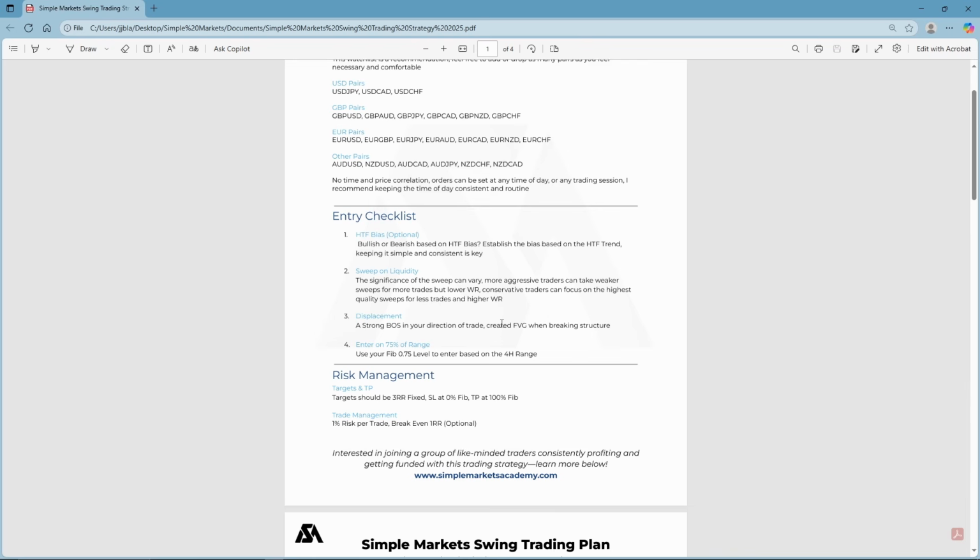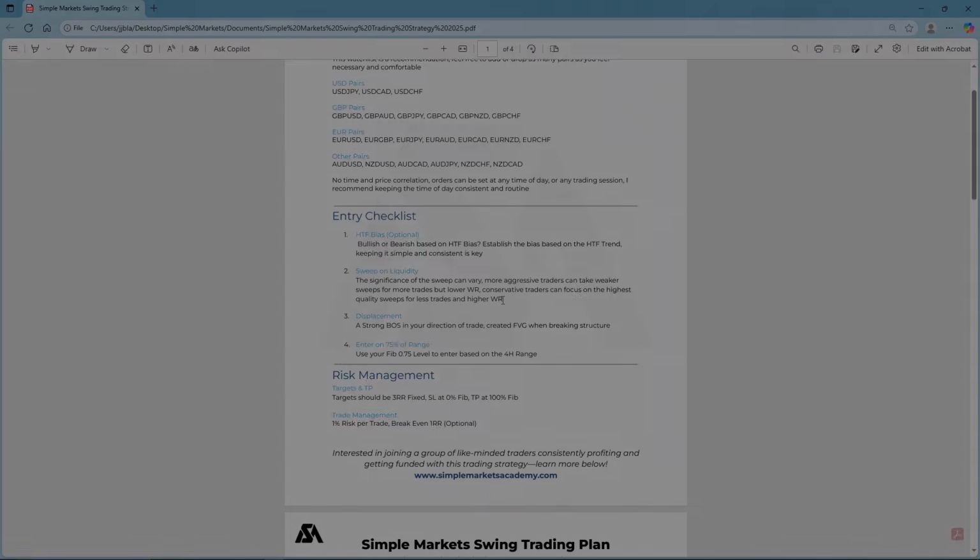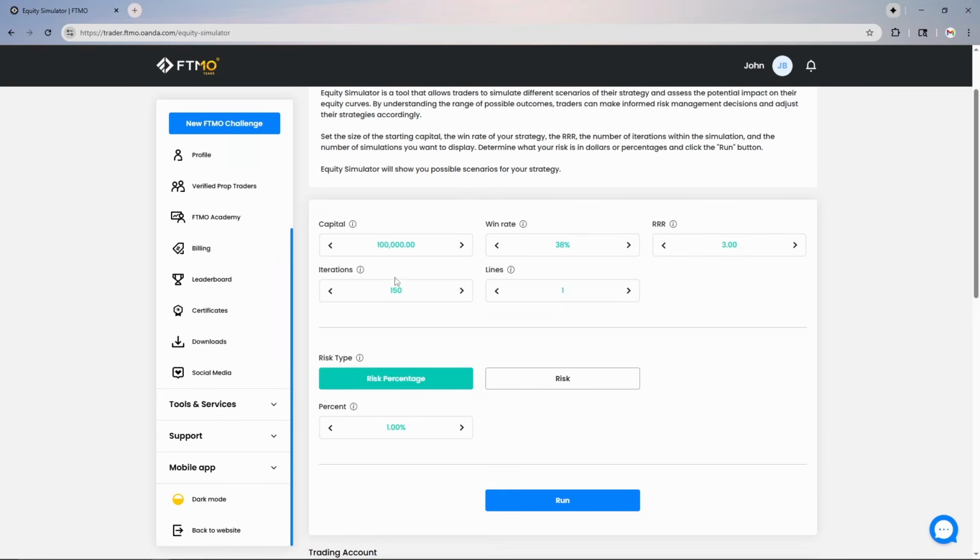And a very common question I get from some of my YouTube videos in my DMs is, okay, JB, so you mentioned more aggressive traders can take weaker sweeps, but they'll get more trades in a lower win rate. Conservative traders can focus on the highest quality sweeps for less trades, but a higher win rate. Why would someone do this? Can you explain this a little bit more? A very common question I get from subscribers, and you guys know I like to try to cater to what you guys are asking me. So I've decided to go ahead and pull up the equity curve simulator here with FTMO.